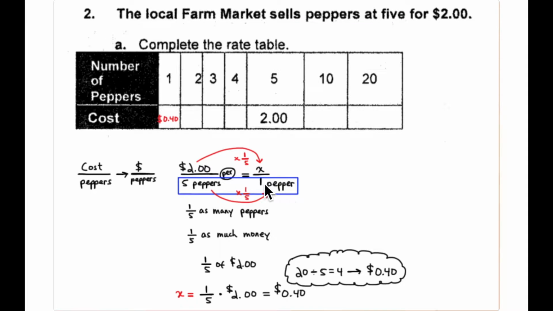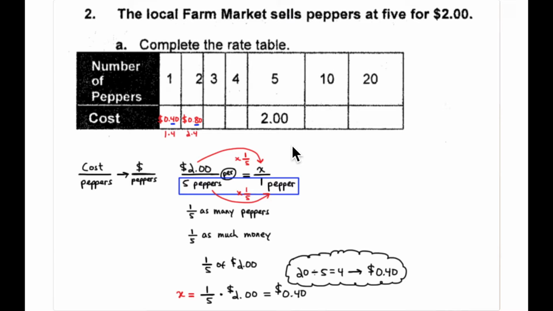To calculate that, here's the ratio once again. This is 1/5 of the 5 peppers. So if I'm going to think about 1/5 as many peppers, then the cost is going to be 1/5 as much money. So 1/5 of 5 peppers is 1 pepper. Therefore 1/5 of $2 is equal to 40 cents. 1/5 of $2 is the same as $2 divided by 5. Now I'm going to think in my head, 20 divided by 5 is 4. And so therefore $2 divided by 5 is 40 cents.